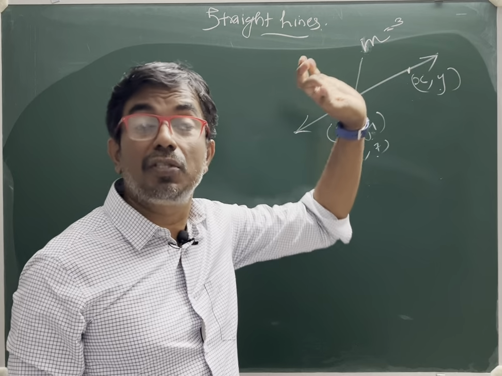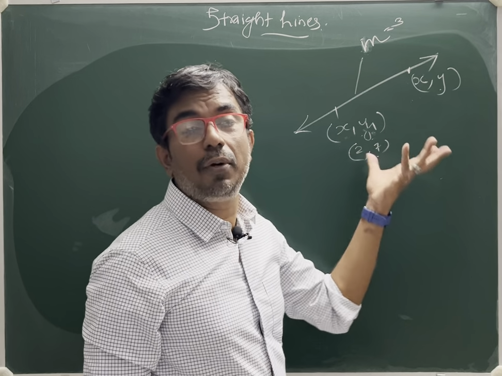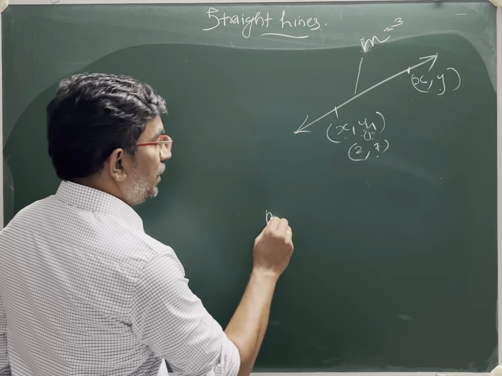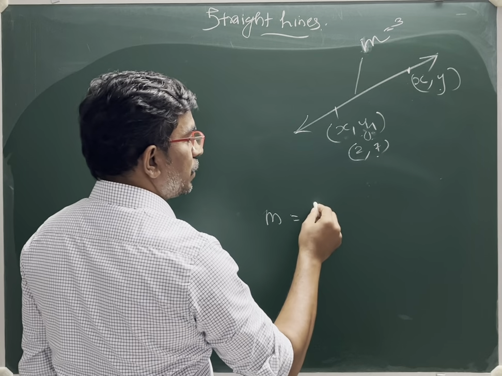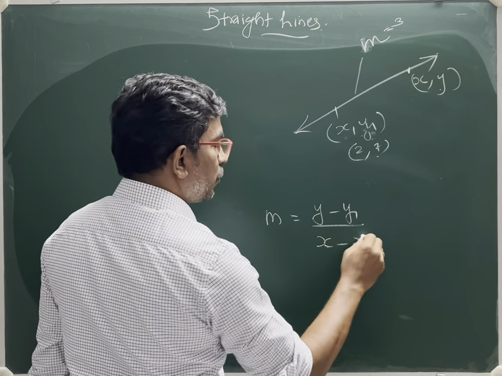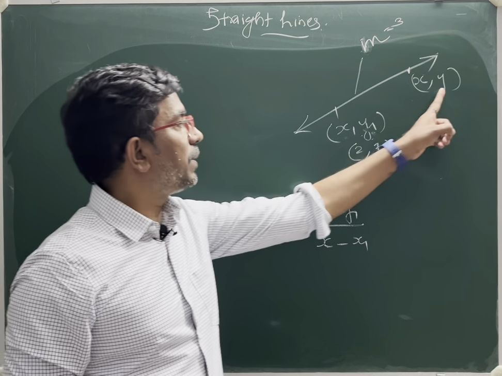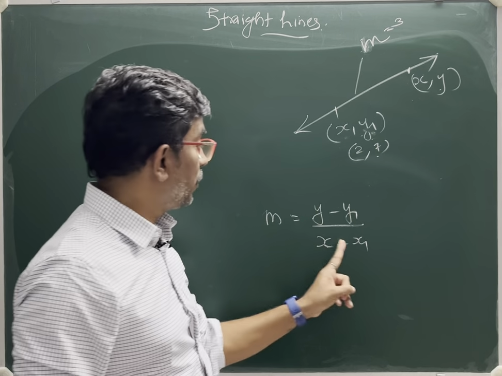They are particular points, known points. If you ask me to write the slope, how do I write the slope? I will write m is equal to what? We can write y minus y1 by x minus x1. We subtract the y coordinates divided by subtract the x coordinates. That will be the slopes; they are equal.